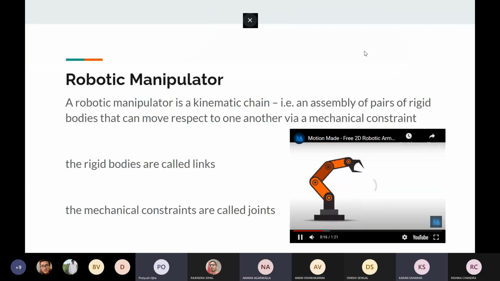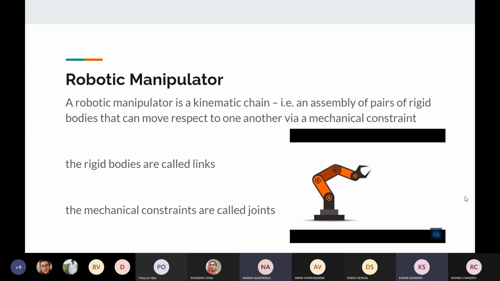Let me play the video again. So these dots, as I've said, are called joints, and the rigid bodies between these dots are called links. And in the end, the two-finger kind of thing is called the end effector, technically. Next slide, please.